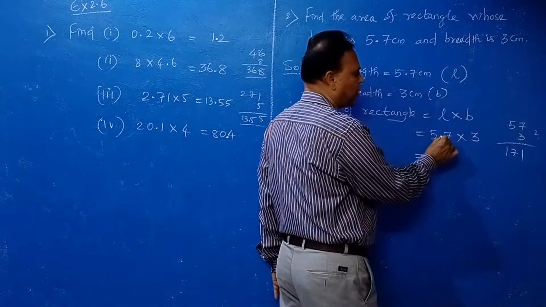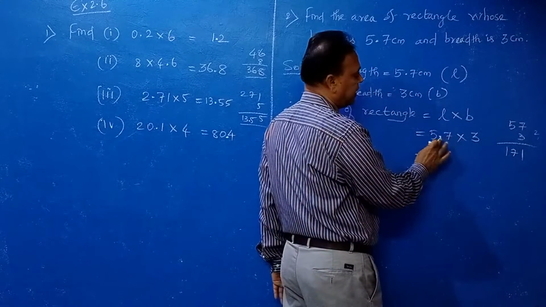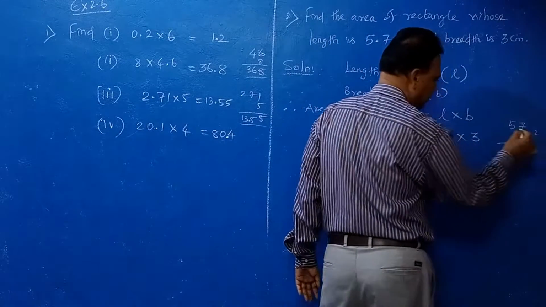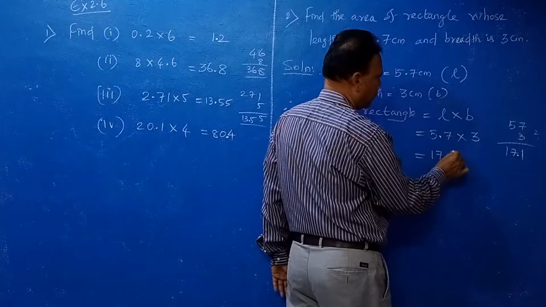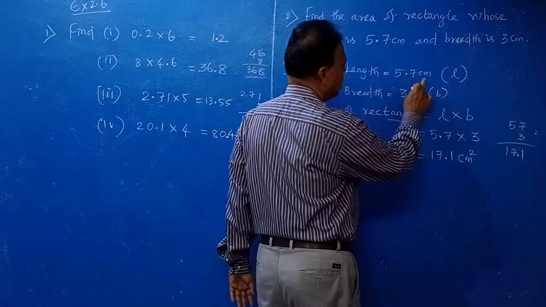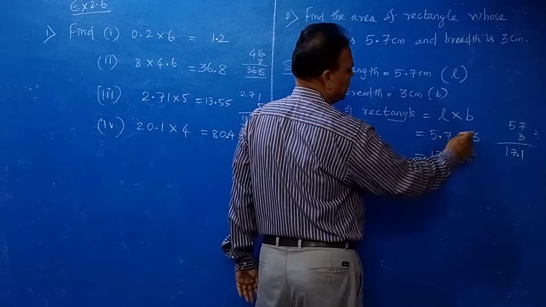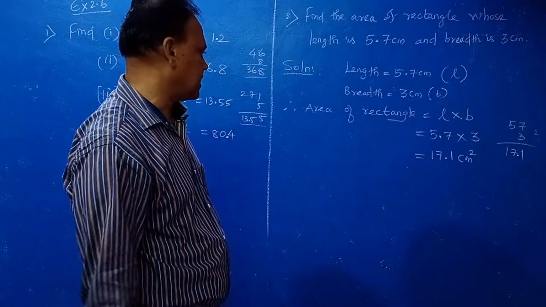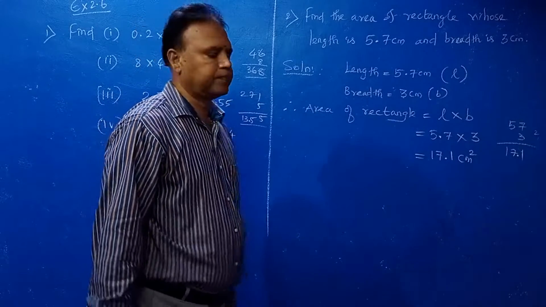So now you find out how many digits are after the decimal. Only one digit. Leave one digit from the right and keep the point. So 17.1 centimeter square. Area means centimeter into centimeter, centimeter square. Area always means square units. Clear?